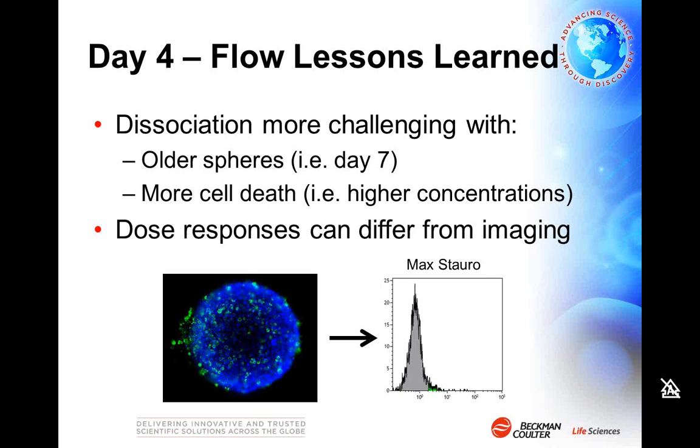we actually see a nice correlation where only a small portion of the cells were staining positive for green, indicating that, again, only those external cells seem to be staining positive for annexin.